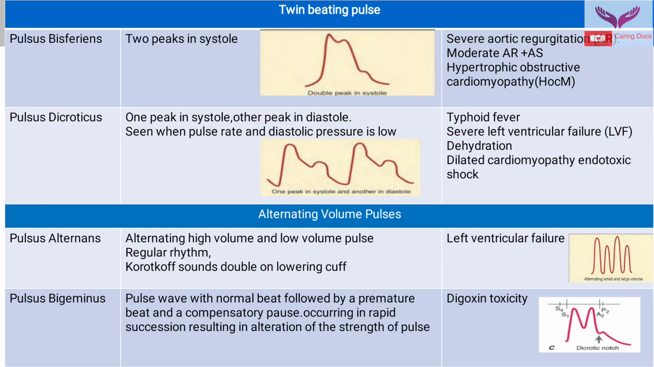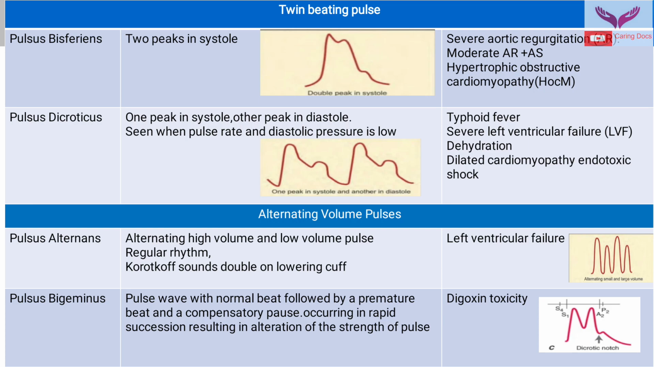Pulsus bisferiens has two peaks in the systole, which is seen in severe aortic regurgitation, moderate aortic regurgitation with aortic stenosis, and hypertrophic obstructive cardiomyopathy. Pulsus dicroticus has one peak in systole and the other peak in diastole. It is seen when pulse rate and diastolic pressures are low. Dicrotic pulse is seen in typhoid fever, severe left ventricular failure, dehydration, dilated cardiomyopathy, and endotoxic shock.